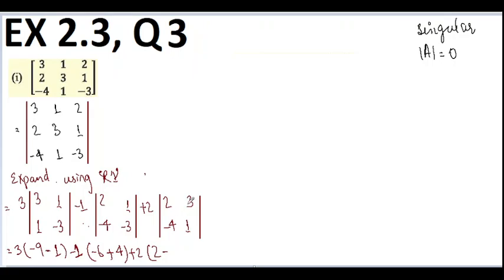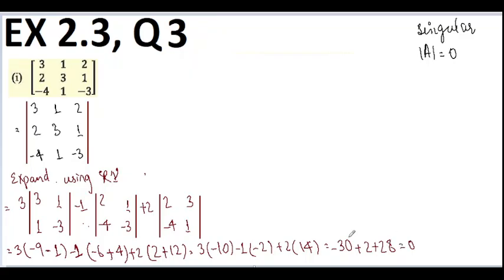now -4 into 3 gives us -12, and -12 into negative sign gives us +12, which is equal to 3 into minus sign -1 gives us -10, -1 into -6 plus 4 gives us -2, plus 2 into 2 plus 12 gives us 14. It is equal to -30, -1 into -2 gives us +2, plus 14 into 2 gives us 28, and when we solve it through calculator we get the answer 0. So what type of matrix is this? It is a singular matrix, because we've seen that its determinant equals 0.